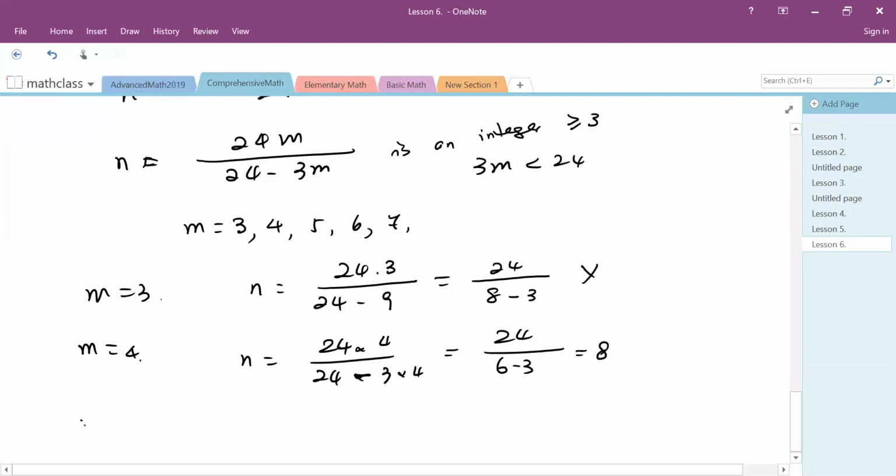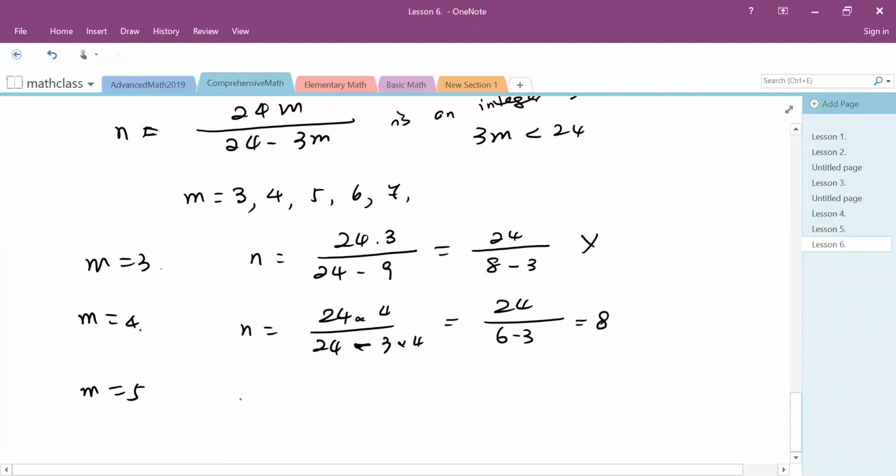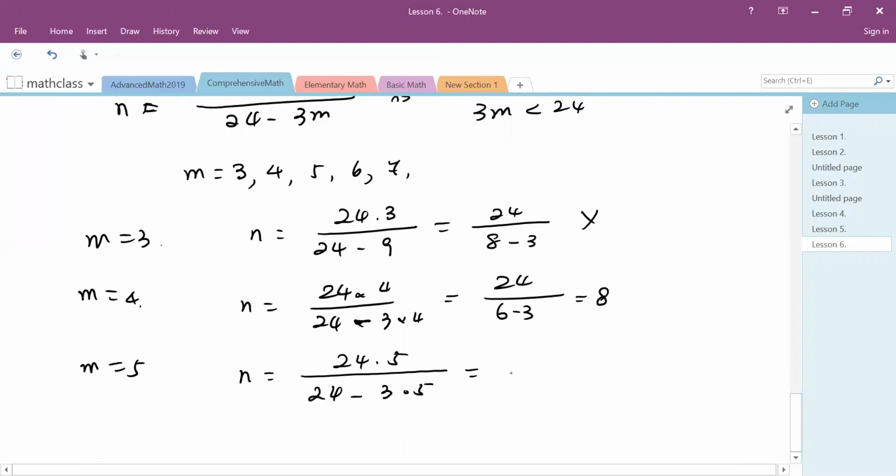So m equals 5. When m equals 5, let's take a quick look at the computation. 24 minus 3 times 5. I don't think it's divisible, because 24 minus 15 is going to be 9. 24 is not divisible by 9, so you cancel it out.